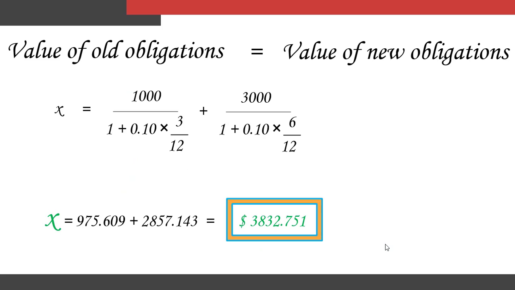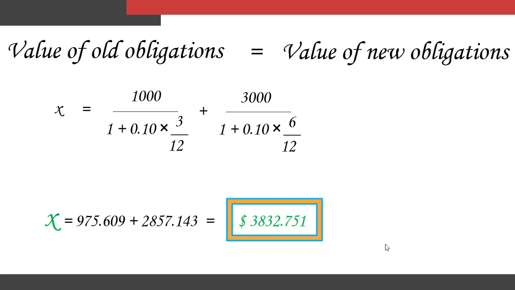With a rate of 10%, and the formula value of old obligation equal value of new obligations, x equal $1,000 over 1 plus 10% times 3 over 12, plus 3,000 over 1 plus 10% times 6 over 12. So x will be equal 3,832.751.